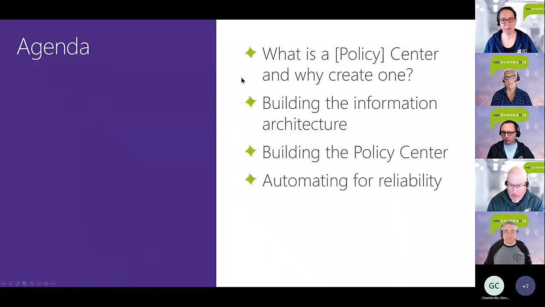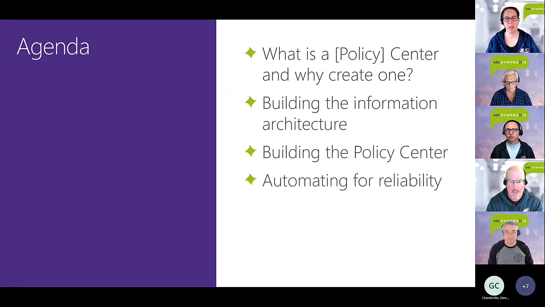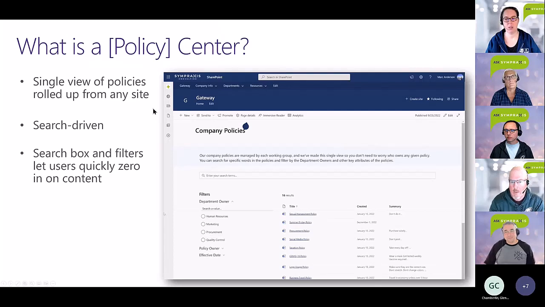Here's what we wanted to talk through. What is it? Why create one? Some of the IA considerations around creating a policy center, or really any content-centric center. We'll talk about that. How to build it and how to automate it to get to reliability here. So, Mark, you want to talk about the what is it and why?